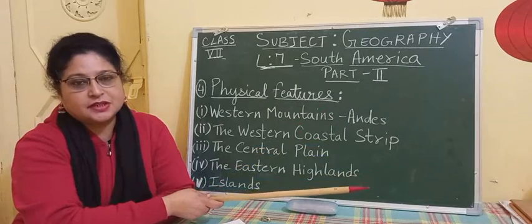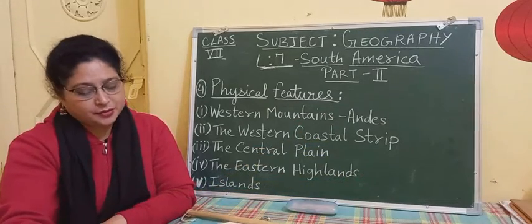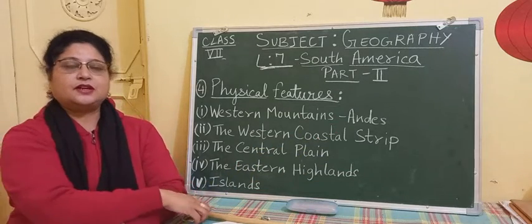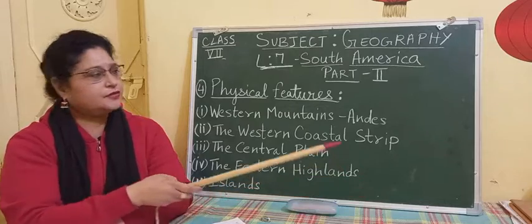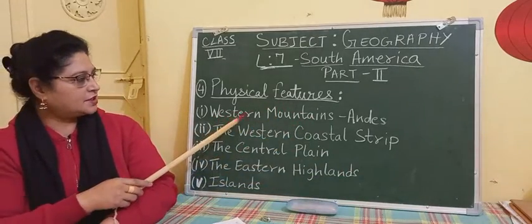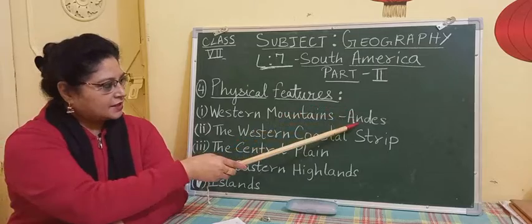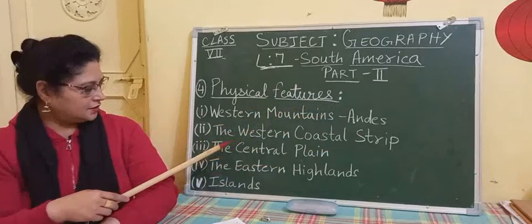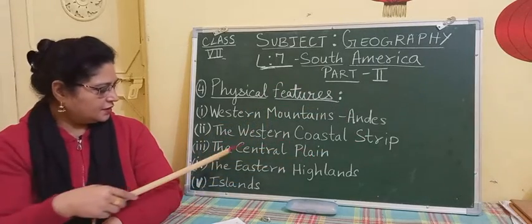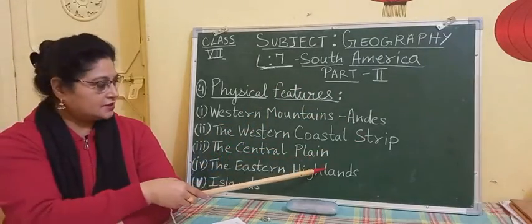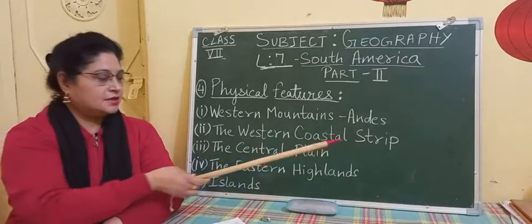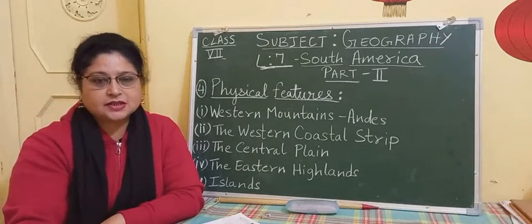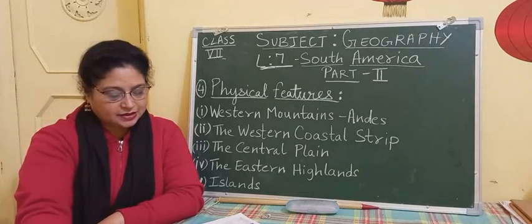South America may be divided into the following main relief divisions, each stretching from north to south. So there are 5 physical divisions of South America. They are Western Mountains, also known as Andes. The second is the Western Coastal Strip. The third is the Central Plain. The fourth is the Eastern Highlands, and the fifth one is Islands. So today, children, we are starting with the first one, the Western Mountains, also known as Andes.